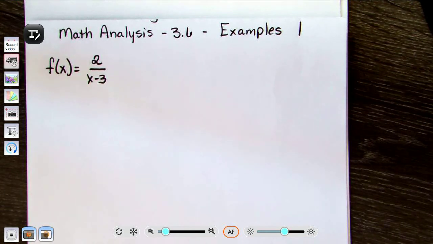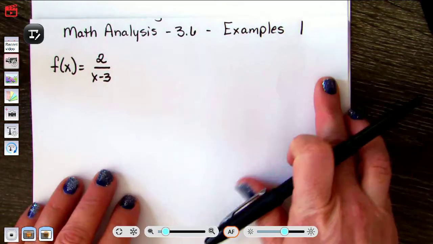Hi everyone, welcome back to 3.6. In this video we're going to go through 2 examples. We're going to do quite a few examples in this section, but we're going to start with this example, and then I'll do one more in this video, and then I'll switch to another video to go through yet more.